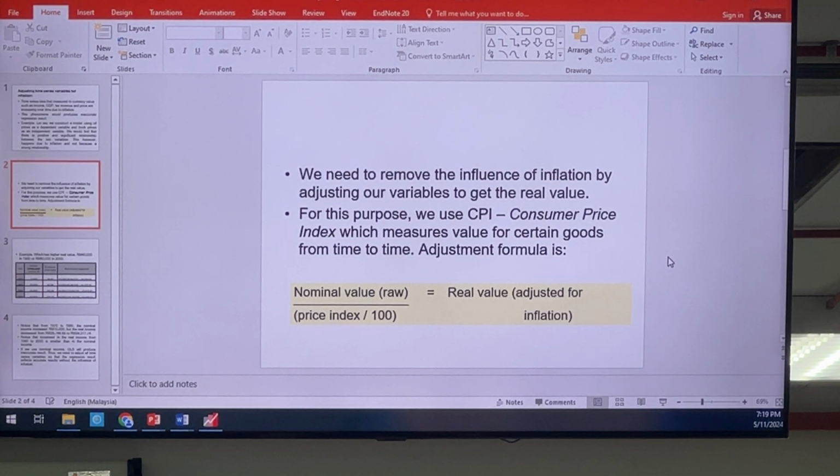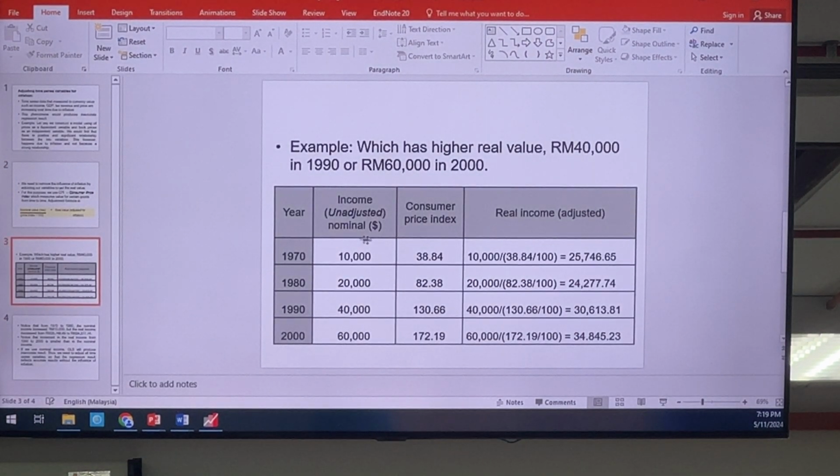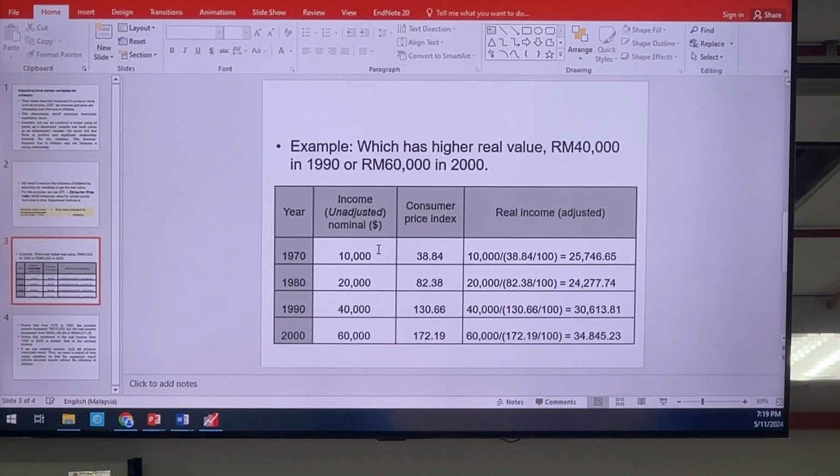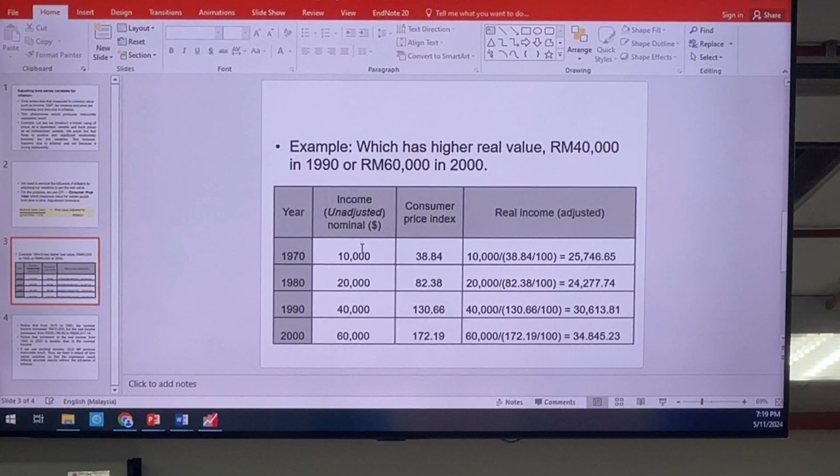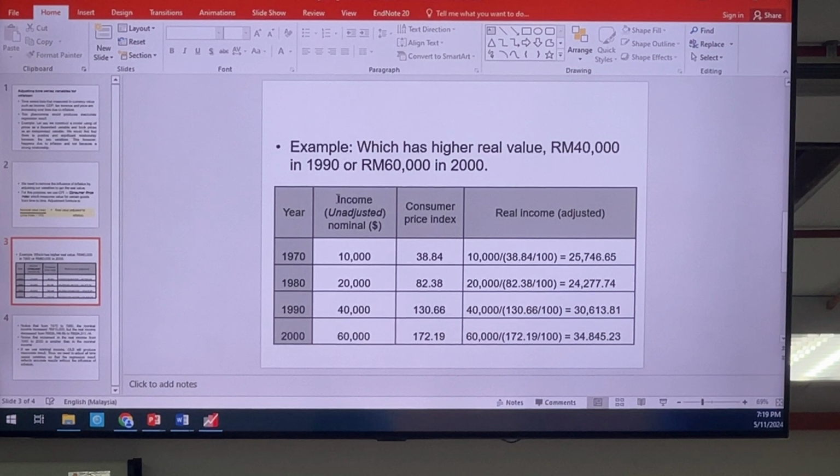For this purpose, use CPI, the consumer price index, which measures the value of certain goods from time to time. You can convert the nominal value to the real value by using the formula: nominal value divided by the price index, and then multiplied by 100. In the example given here, this is the nominal value, which we normally call the current price. If you refer to a data service, they want the data at current price, the nominal price.